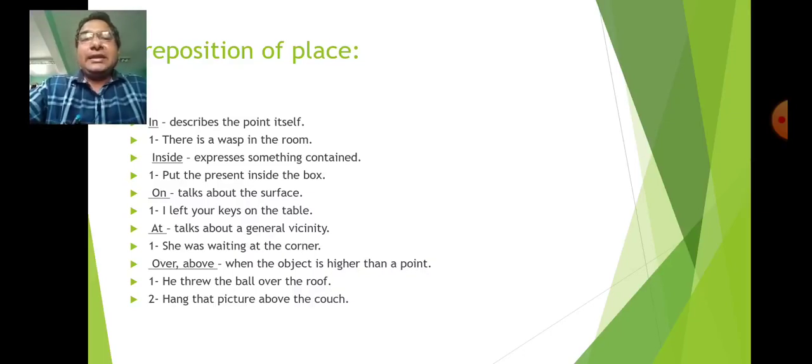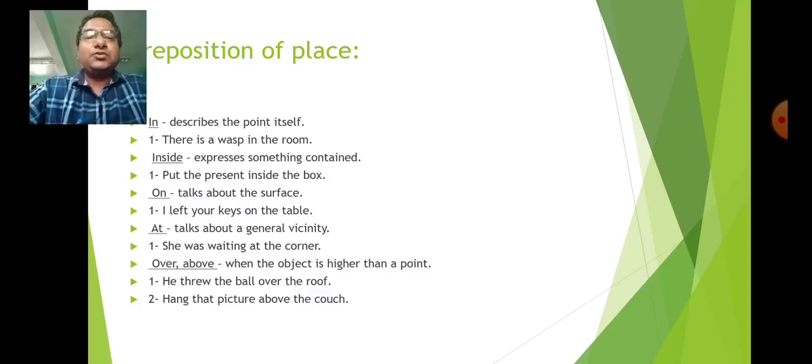Inside. Inside expresses something contained. It means having something within. For example, put the present inside the box. Third, on. On is used when we talk about a surface. For example, I left your keys on the table.